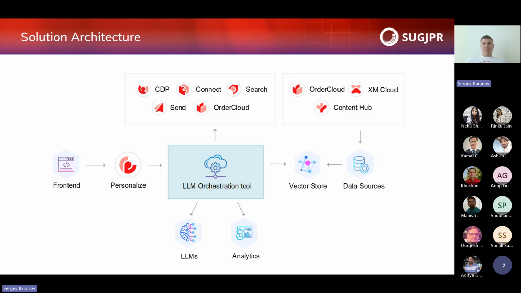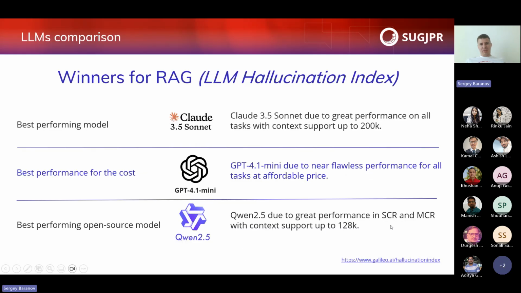Next we will need to choose one of the LLMs based on, for example, performance and cost. And finally, sometimes we need to choose some analytical tools for tracing and monitoring all of our requests. To render all of this on the website, we will use Sitecore Personalize, and that's all. It looks a little bit complex, but it's not. So let's start with choosing the LLM.